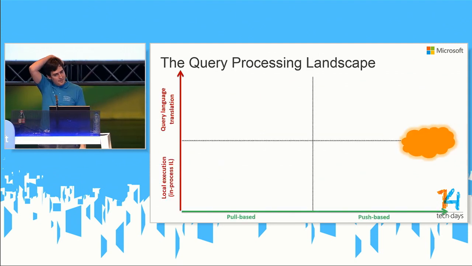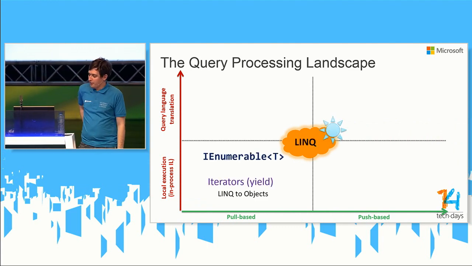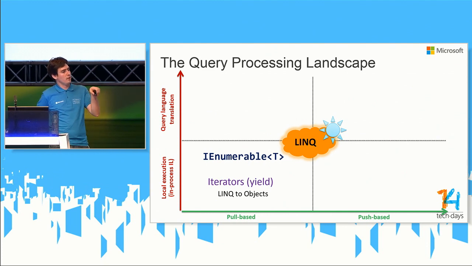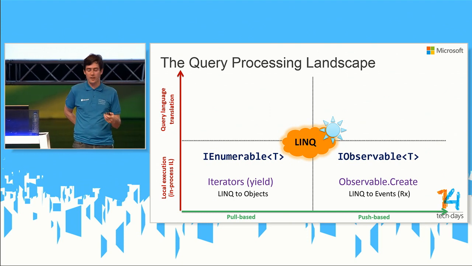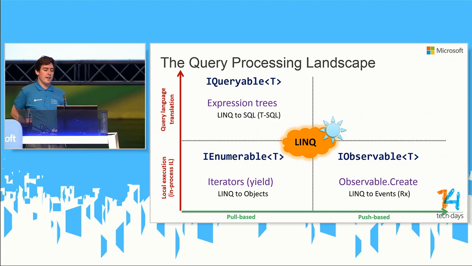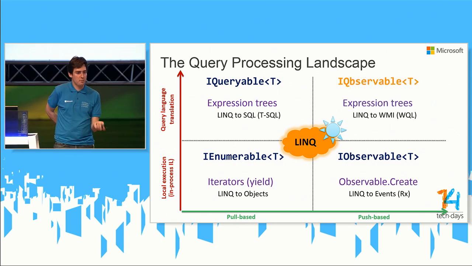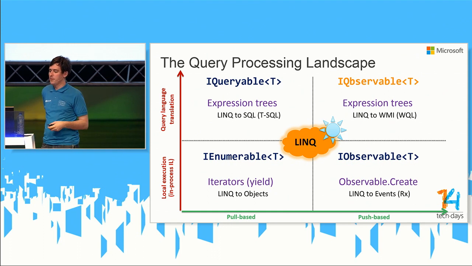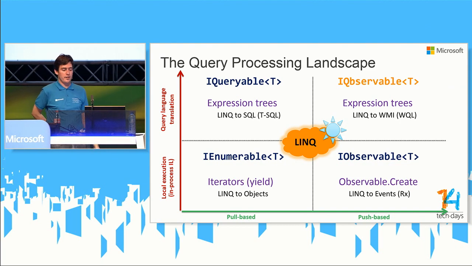Now with that, that's my last diagram, I promise. We have this supersymmetric world of enumerables that do local pull-based enumerable style execution using iterators. We have observables that do local push style evaluations of event processing problems using the RX query library. We have IQueryable to represent Link queries as expression trees and execute them, for example, in SQL. And we have IQbservable to have an expression tree representation of an event processing problem and have it execute, for example, by WMI or the Cortana service in the cloud or on the device.